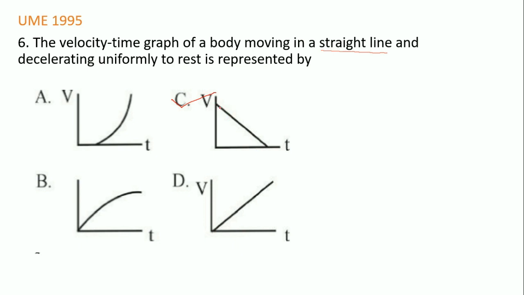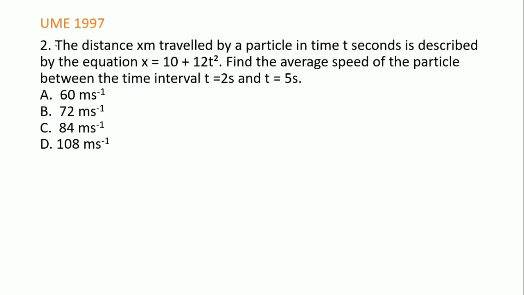And there are so many ways you can think about it. The whole idea of accelerating uniformly or decelerating uniformly is that the acceleration is constant. So we have UTME 1997 question number 2. The distance x meters traveled by particles in time 2 seconds is described by the equation x equals 10 plus 12t squared. Find the average speed of the particle between the time interval t equals 2 seconds and t equals 5 seconds.